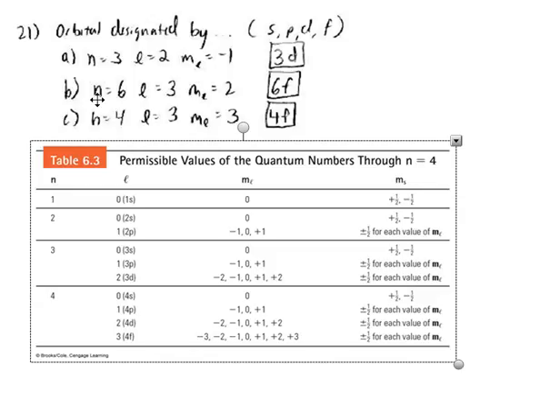For part B, if n equals 6, then L is equal to 3, and m sub L is equal to 2, we're on energy level 6. When L is equal to 3, we're considering an f sublevel, and it's one of the orbitals within that f sublevel if m sub L equals 2.